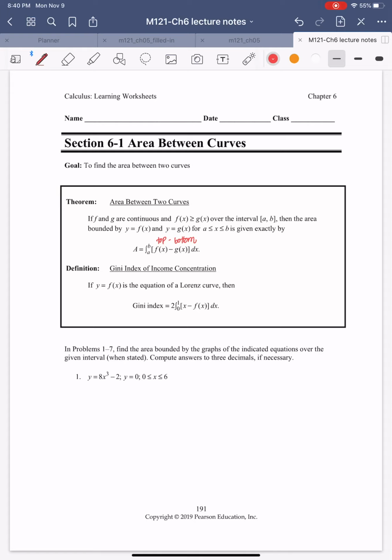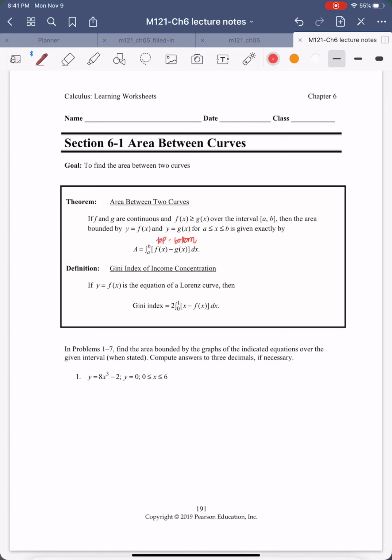But let's begin with the first one. I'm going to do a couple of them, and then I'm going to leave a couple of exercises for you to work on. So I'll work on one and give you the next one, and then I'll do the next problem, and then I'll leave the other one for you to work on, so you get some practice. Numbers 1 through 7: find the area bounded by the graph of the indicated equation over the given interval. Compute the answer to 3 decimal places if necessary. So we will round it to 3 decimal places.